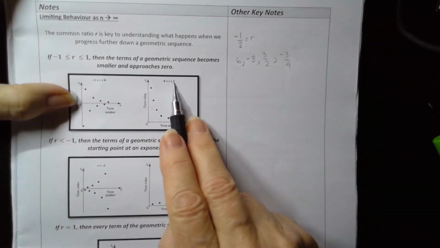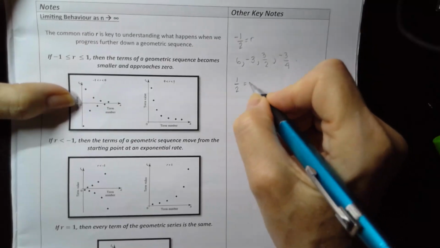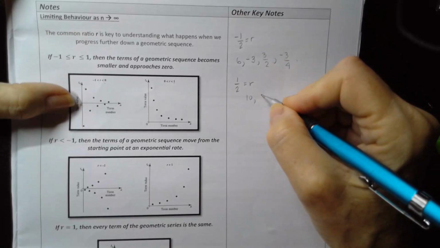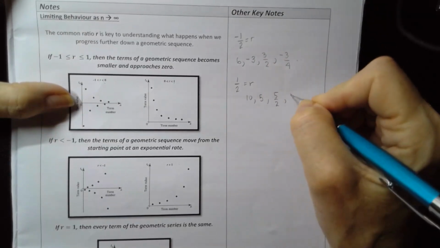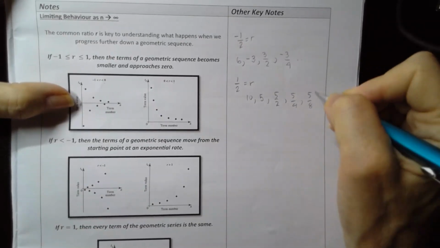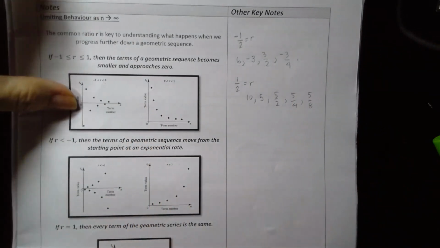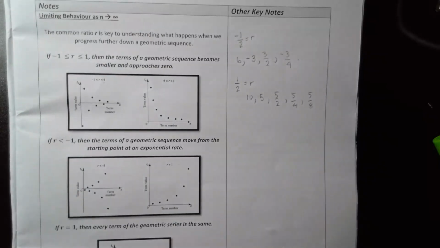When r is between 0 and 1, let's make it a half this time, and I start with 10, I go to 5, and then 5/2, and then 5/4, and then 5/8, and you get the idea, and this number is getting really small. It's closer and closer to 0. So we can actually add up this sequence in a way. It has what we call an infinite sum. We'll do that in a minute.